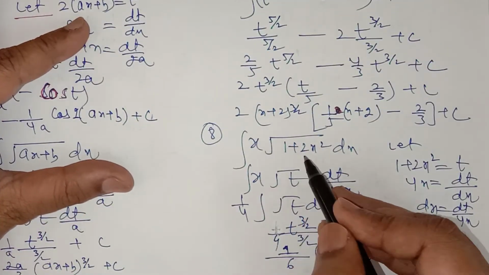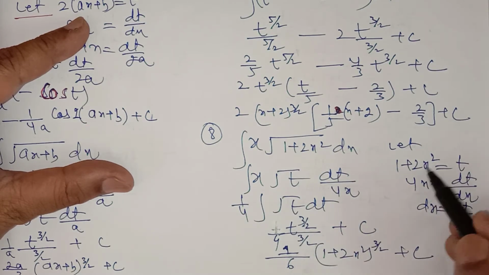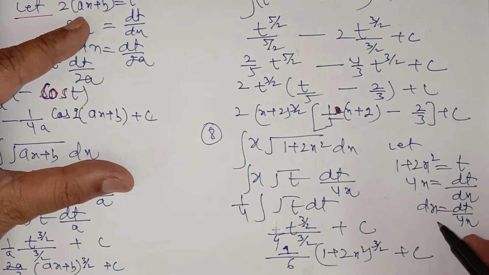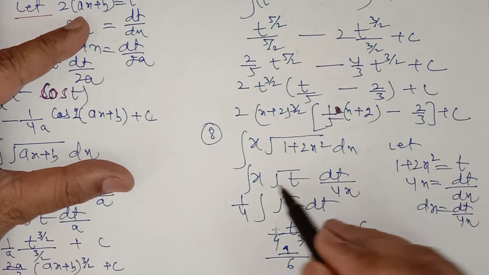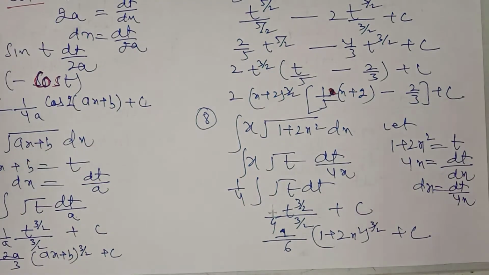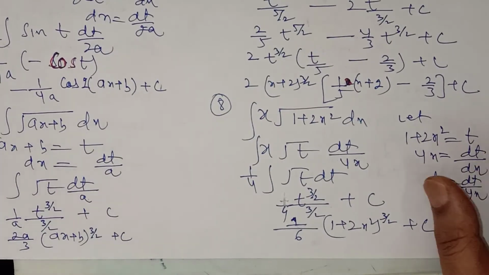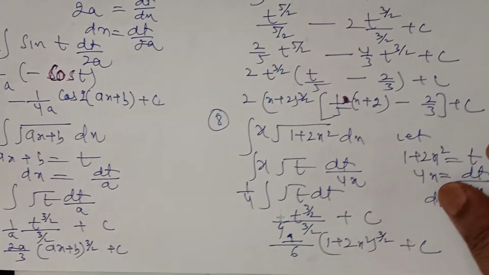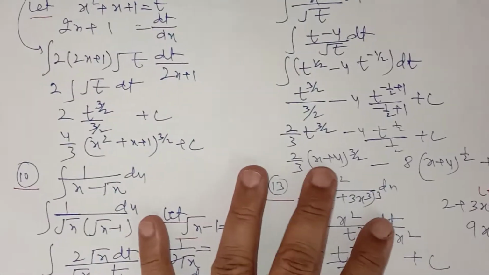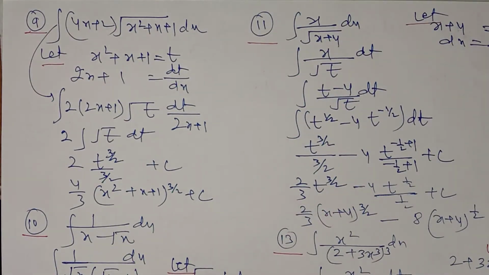Now see it here, 1 plus 2x square, you can let 1 plus x square is equal to t. So the dt upon dx will be equal to 4x, 2x square will be 4x, and dx will be equal to dt upon 4x. Put it here, dt upon 4x, x will be cancelled out. So you have to integrate only root t, which you know how to integrate, t to the power half plus 1 upon half plus 1. You can simply integrate. So this is somewhat long exercise. So you take your own time to do this, because then only you'll have a good command over this integration.